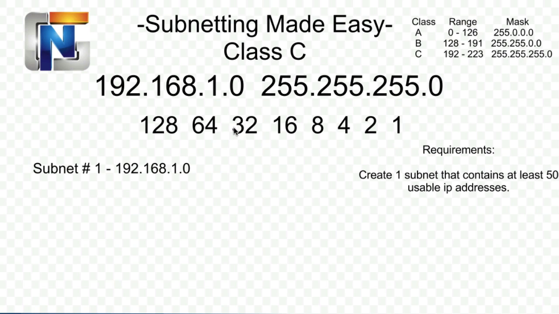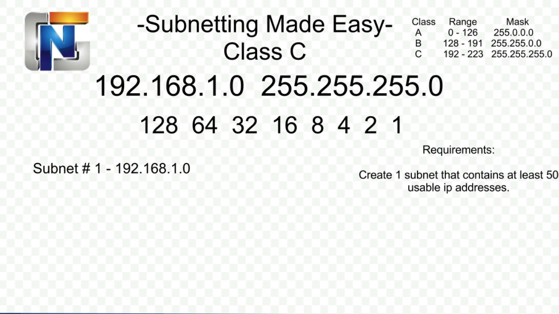What is the value of 32 plus 16 plus 8 plus 4 plus 2 plus 1? It's going to be 1 less than 64. That gives us 63. 63 IP addresses in the host field. Well, we also have to take into consideration the broadcast, so we have to subtract one from that. That gives us exactly 62 usable IP addresses there.